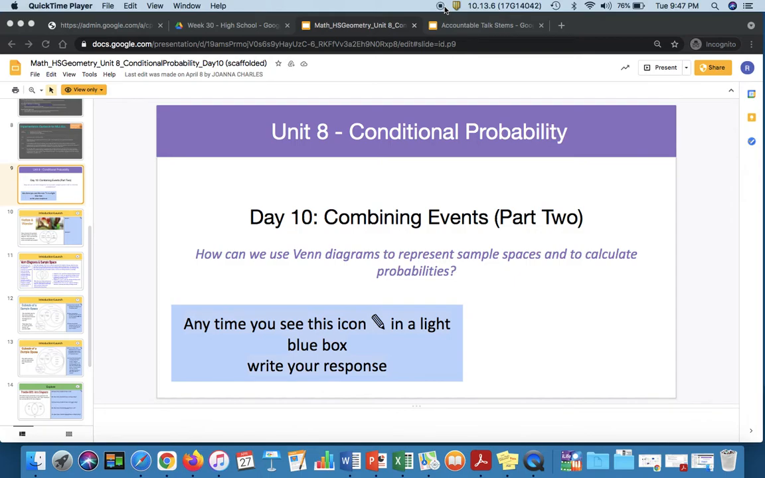Hi, this is Roman, and today we're going to be talking about Unit 8 on conditional probability. Day 10, combining events, Part 2. How can we use Venn diagrams to represent sample spaces and to calculate probabilities as our focus question?